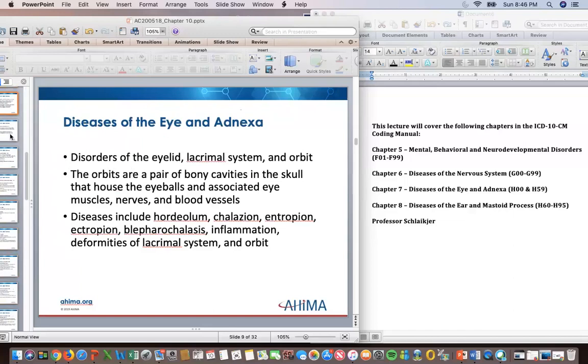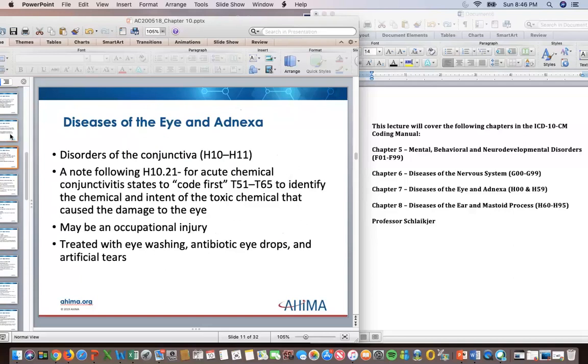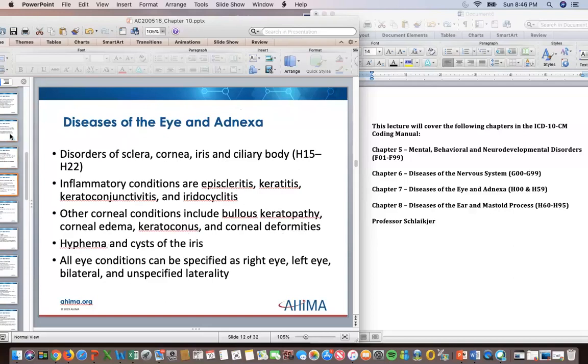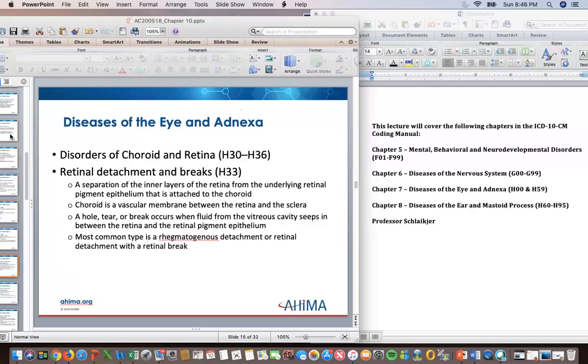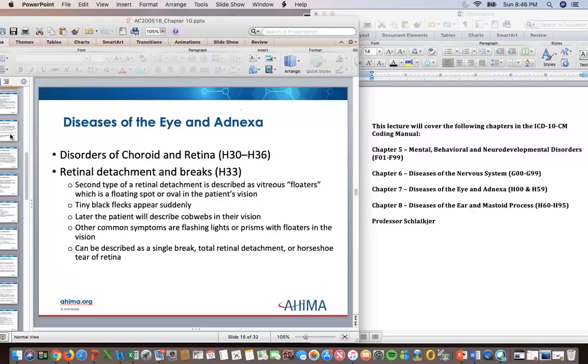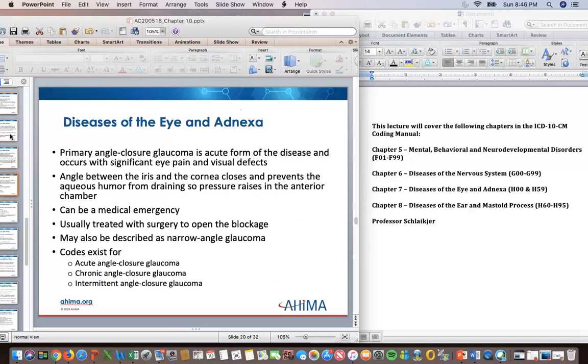Disorders of the eyelid, the lacrimal system, and the orbits. Again, it's nice to have a photo of the eye and adnexa so that you have an idea of what you're actually working with. Disorders of the sclera, inflammatory conditions. All eye conditions can be specified as right, left, bilateral, or unspecified laterality. Disorders of the lens, age-related cataracts, juvenile cataracts, retinal detachment and breaks. We'll talk about that. Glaucoma, again, is heavily discussed in this chapter.